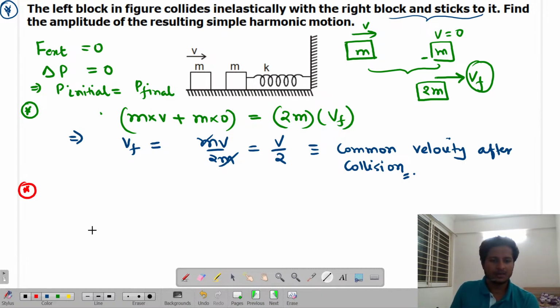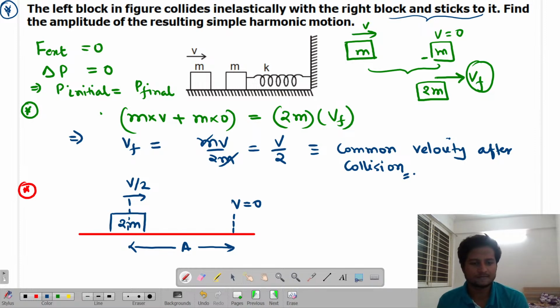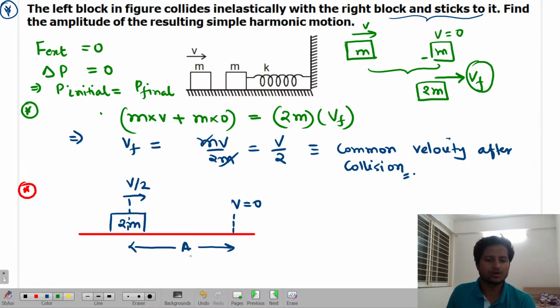Just try to see. I'll try to picturize this. Means I'll try to show you this SHM. Right now, both of the blocks, 2m, currently have a velocity of how much? v by 2. So amplitude is that particular length between the maximum velocity and zero velocity. So wherever this velocity becomes zero, that is my condition. The length between those particular velocities is going to be called amplitude.